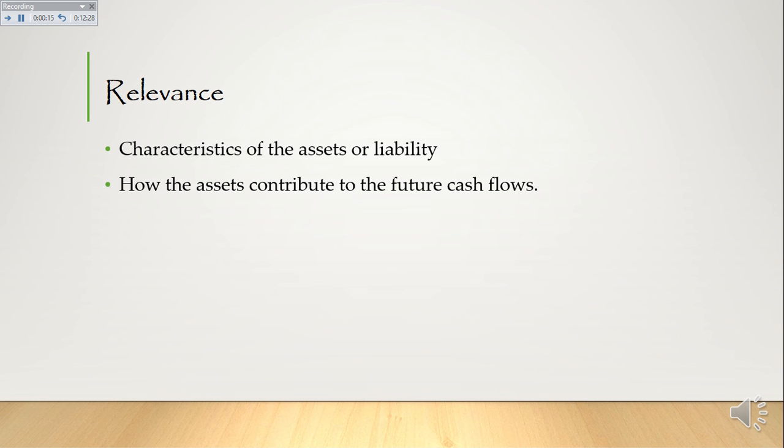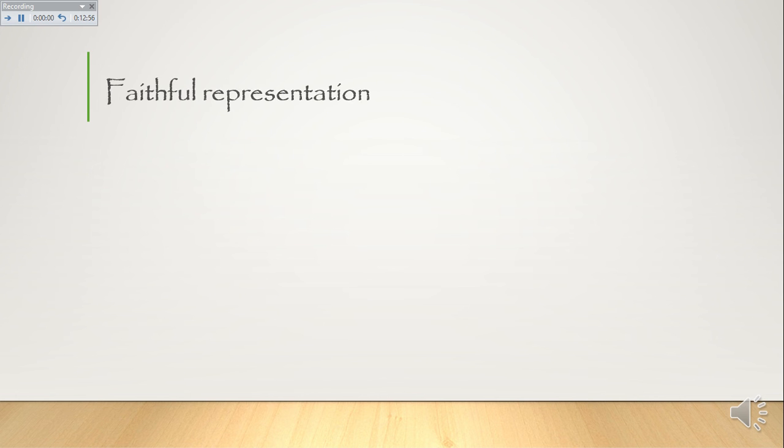Dito sa relevance, characteristic of the asset or liability, and how the asset contributes to the future cash flows. For example, when the asset in question is highly sensitive to market price changes, kung ito ay derivative pa, ang current value ng measurements ay maaaring maging appropriate at hindi historical cost. Faithful representation.